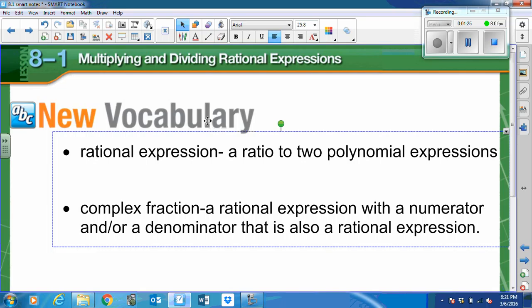So it's basically a fraction that has a polynomial in both the numerator and the denominator. And a complex fraction is a rational expression with a numerator and/or a denominator that is also a rational expression. So we're going to get into some very, very ugly fractions in this section.